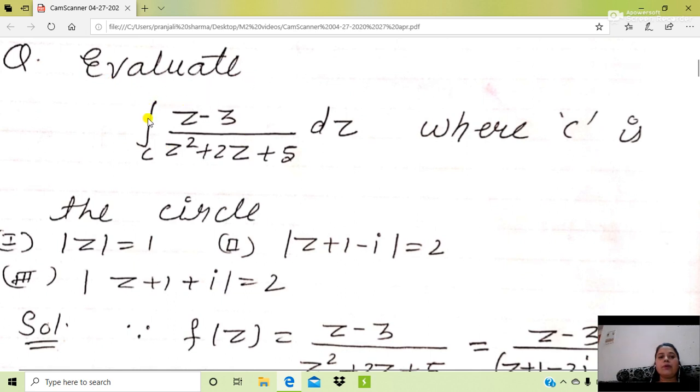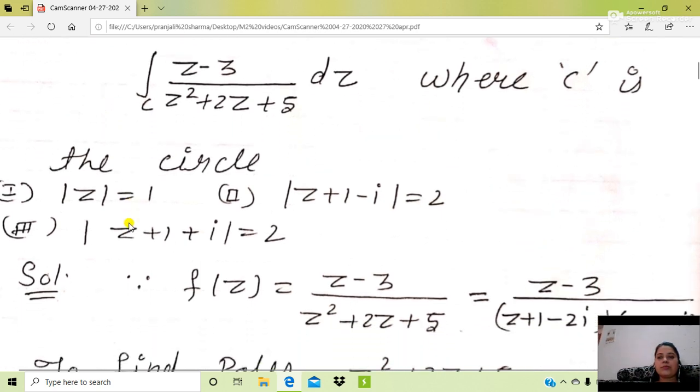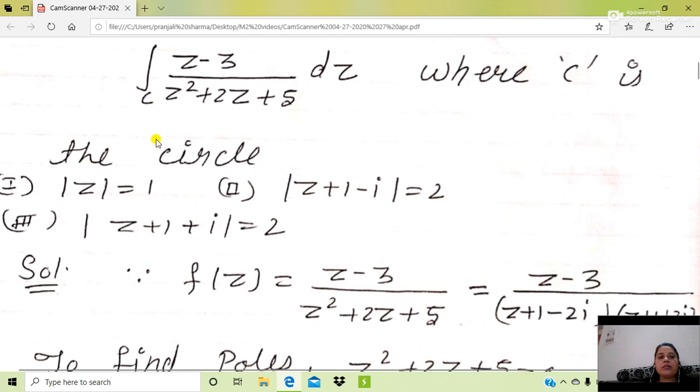So, in this example, we have to integrate (z minus 3) upon (z square plus 2z plus 5) with respect to z along the curve C, where C is the circle. So, various curves are given to us. The first curve is mod z is equal to 1. Second curve is mod (z plus 1 minus i) is equal to 2. And the third curve is mod (z plus 1 plus i) is equal to 2.